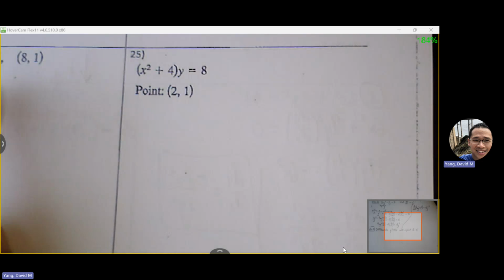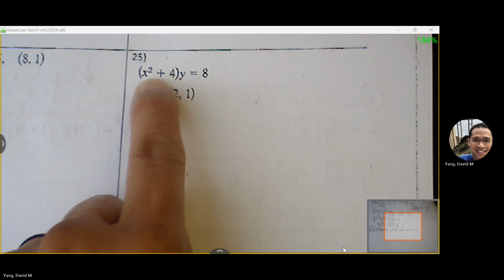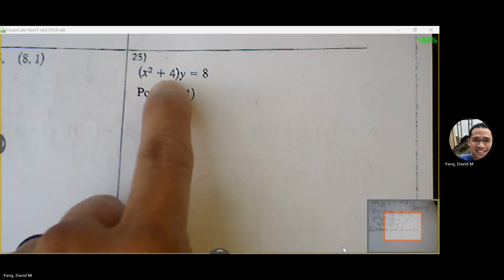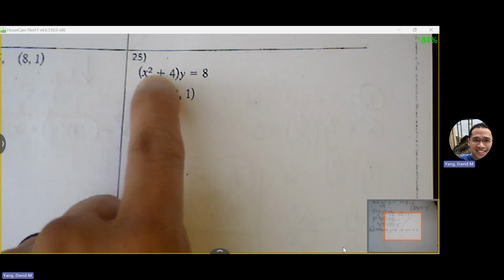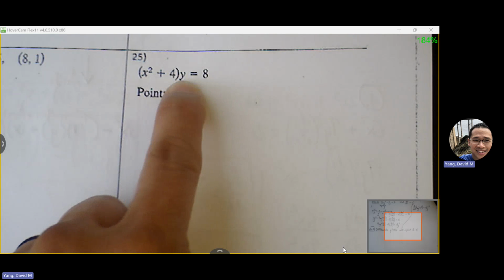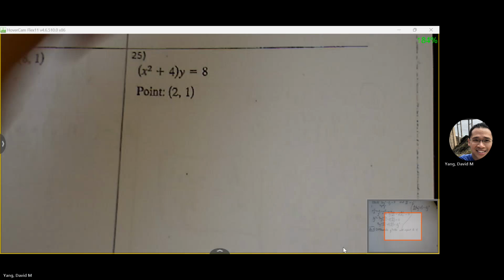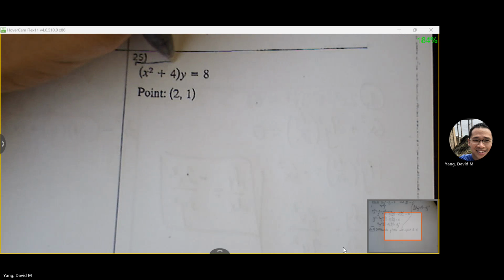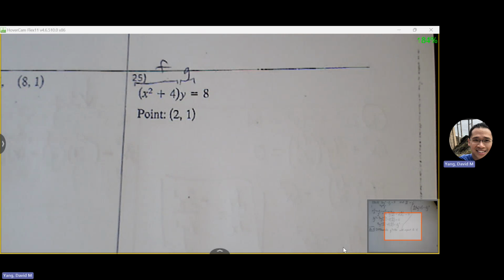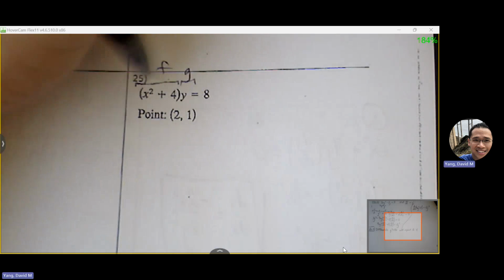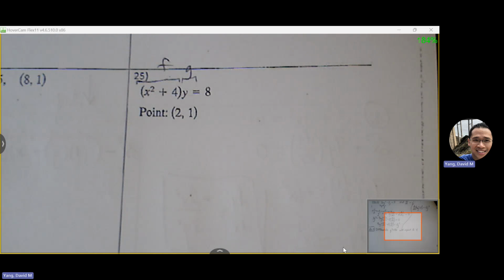Okay, we could distribute this through. But I'm just going to leave it in this form and just go through product rule. And we know there's implicit because we see y is not by itself. It's mixed in with our equation here. This is only asking for the slope. So after we find the derivative, we just plug ordered pair (2, 1) in, and we get the slope.